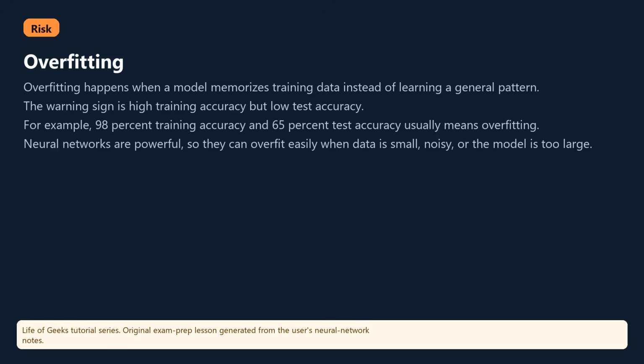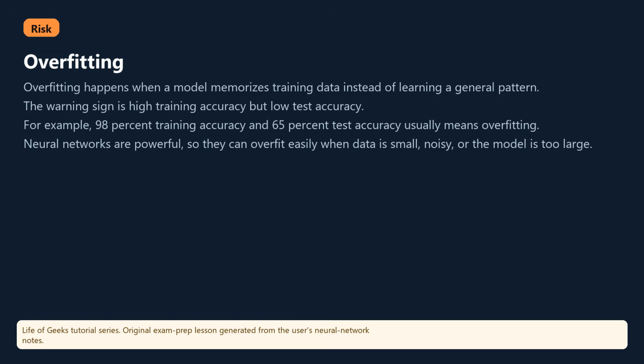Overfitting is one of the most important training problems. A model overfits when it memorizes the training examples instead of learning a pattern that generalizes. The classic sign is a large gap between training performance and test performance. For example, if training accuracy is 98%, but test accuracy is 65%, the model probably overfit.